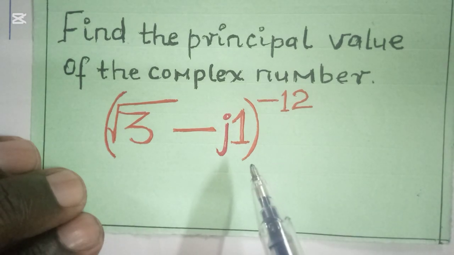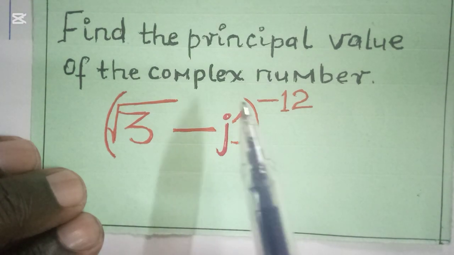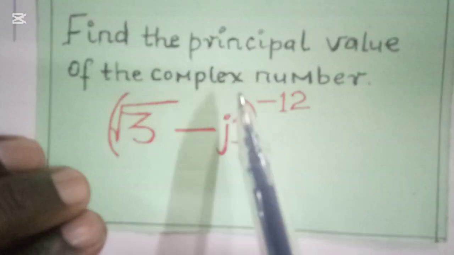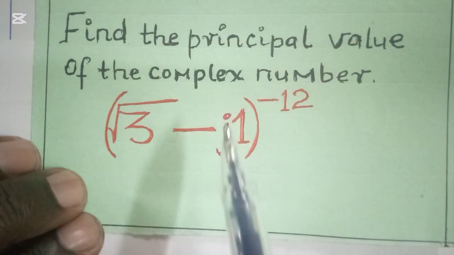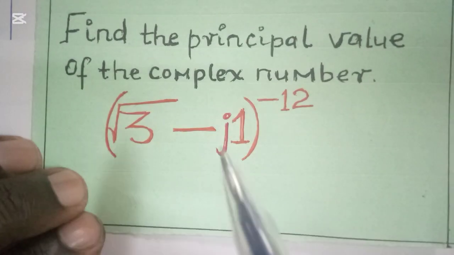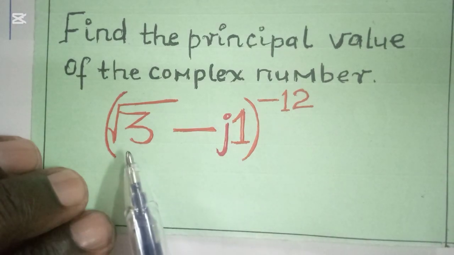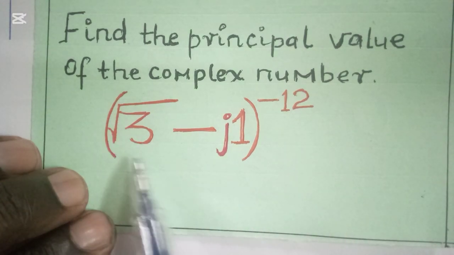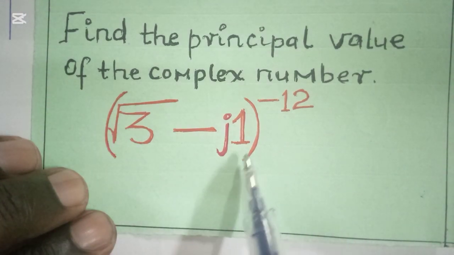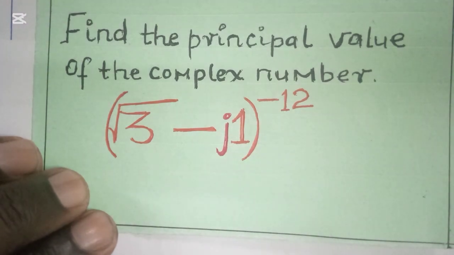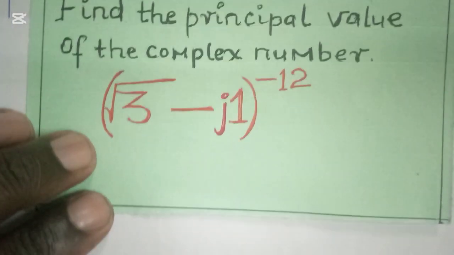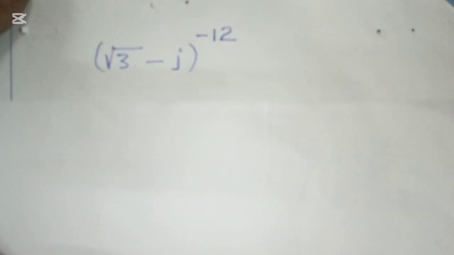Guys, let's solve this question. I read the question first. Find the principal value of the complex number. So guys, we have a complex number here. As you can see, it's open the bracket square root of 3 minus j, close the bracket, then you raise that to negative 12. So guys, we can start off that question. So the question is right here.